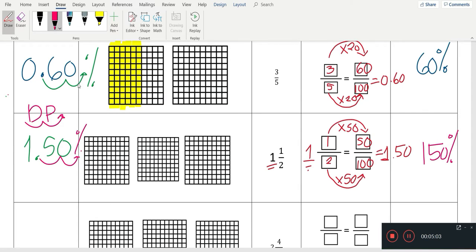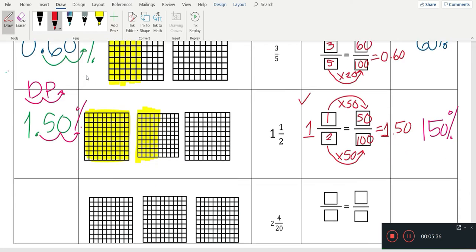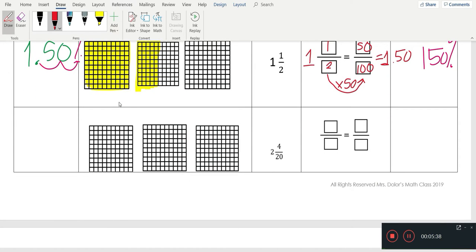Okay, so for our shading, we just need to shade one whole, right? And 50, then 20, 30, 40, and 50. Okay, so one whole and 50 out of 100. Okay, so that is a good introduction for this kind of concept. It's pretty much the same, but we have one step added. Okay, so let's now do the third one.